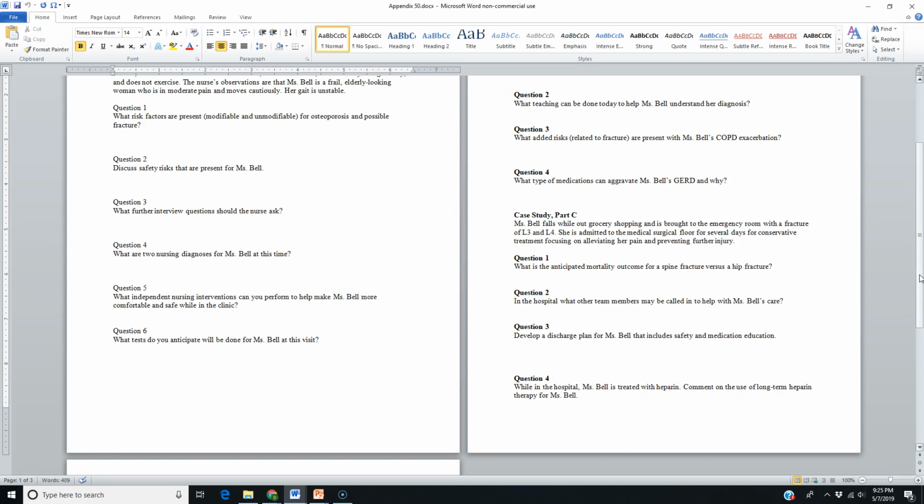So that's what we would include in patient education. And while in the hospital, Miss Bell is treated with heparin. Comment on the use of long-term heparin therapy for Miss Bell. You've had heparin in your pharmacology class, and heparin therapy increases bone resorption, and prolonged use of heparin is associated with osteoporosis. So if she uses this long-term, it will exacerbate her osteoporosis.